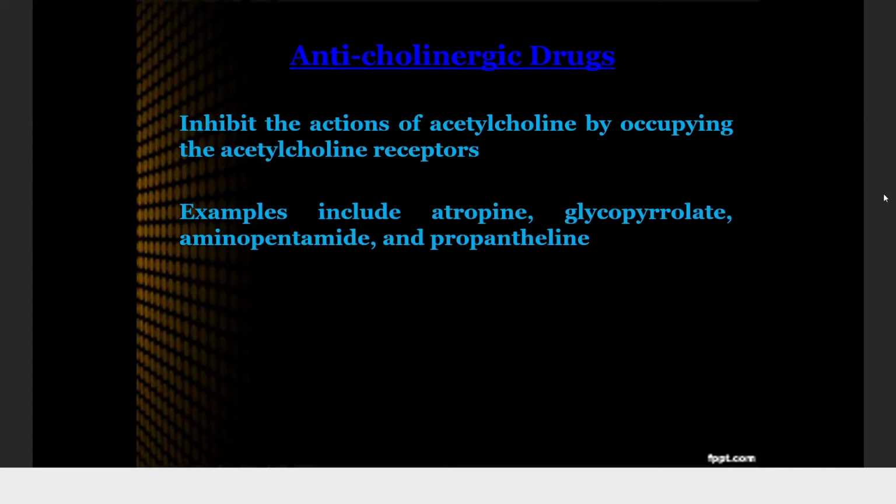Examples of anticholinergic drugs we have are atropine, glycopyrrolate, aminopentamide, and propantheline. The most commonly used is atropine, to the extent that atropine is often the only drug used as an anticholinergic. Although the other drugs have other effects, atropine itself has a very good response and very good usage, so we stick with that.